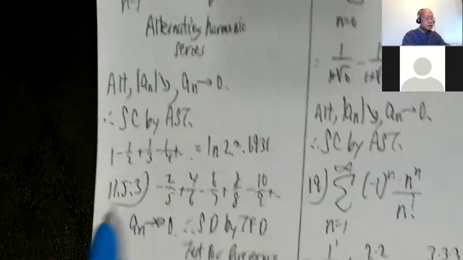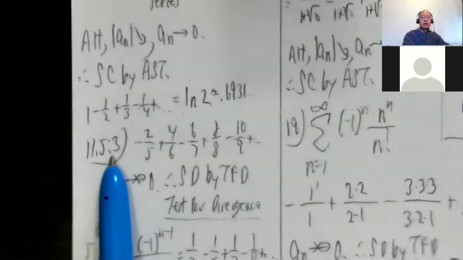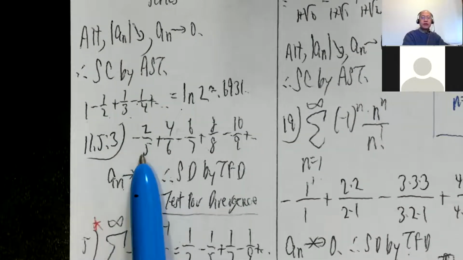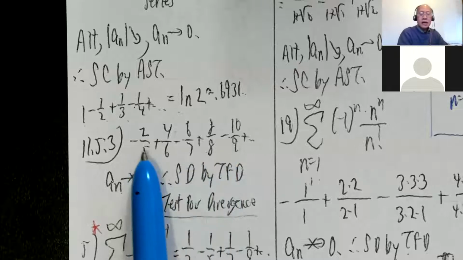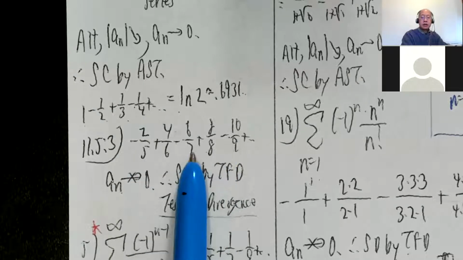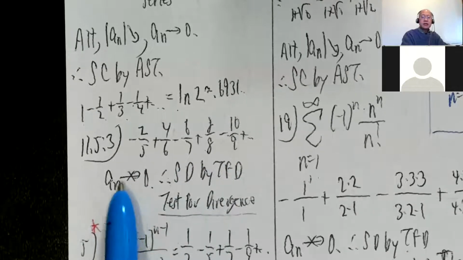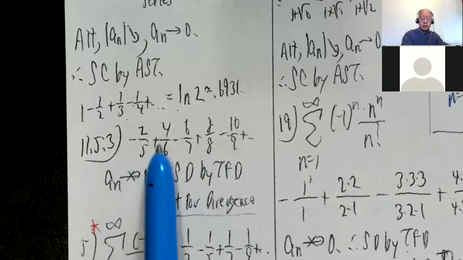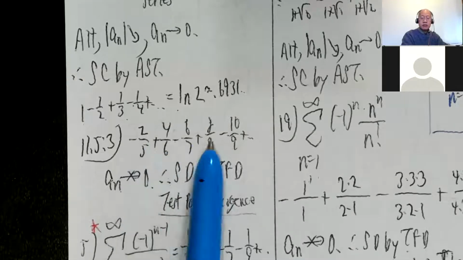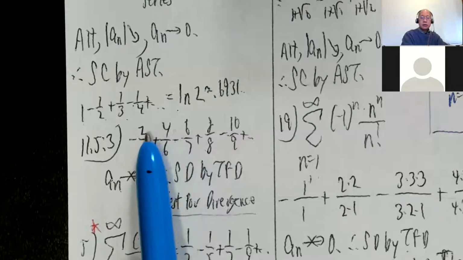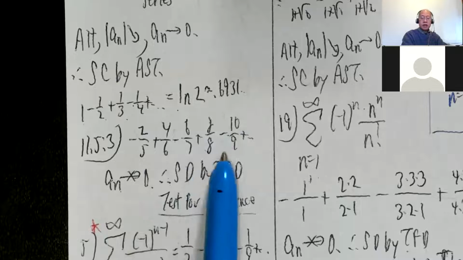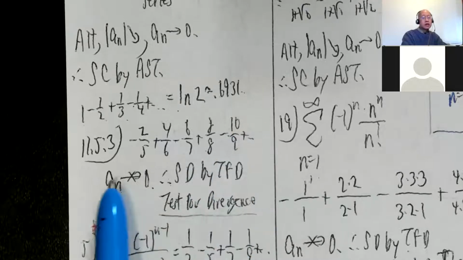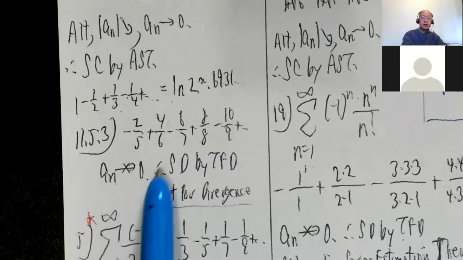Okay, so now for some problems. Number 3: -2/5 plus 4/6 minus 6/7 plus 8/8 and so on. Now the series is alternating, but the a sub n's do not approach 0. Are these terms decreasing in absolute value? It doesn't look like it. 2, 4, 6, 8, 10 over 5, 6, 7, 8, 9. Looks like we keep adding 2 to the numerator, but keep adding 1 to the denominator, so it's not going to approach 0.